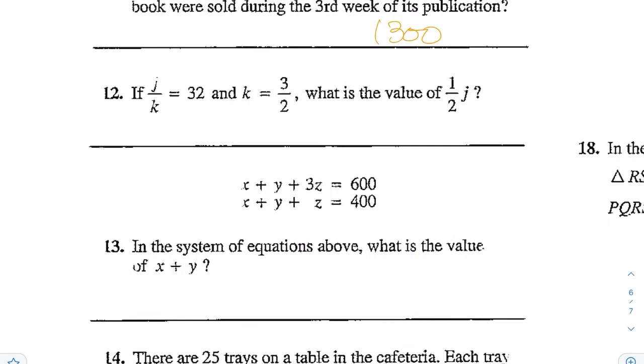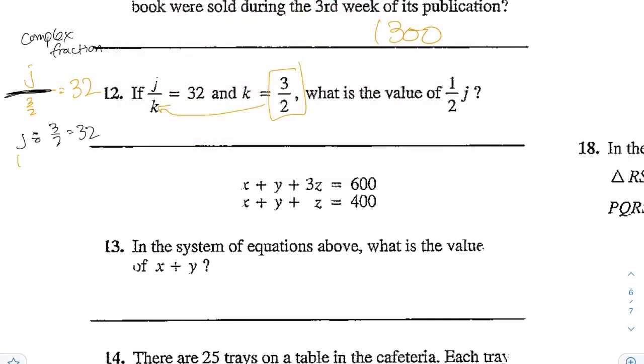All right, next for number 12. If j divided by k is 32 and k is equal to 3/2, what's the value of 1/2 of j? So here, you know that k is equal to 3 halves, so you can substitute in. And now you have this complex fraction because j divided by 3 halves is equal to 32. It's actually kind of helpful to rewrite this as a fraction bar, because a fraction bar just means division, right? So that means that j divided by 3 halves is equal to 32.